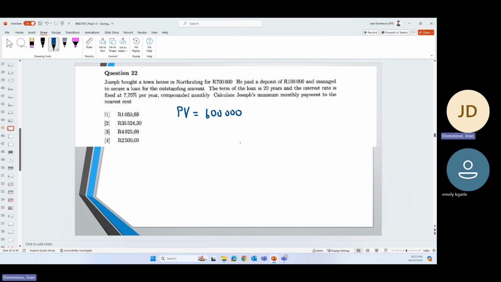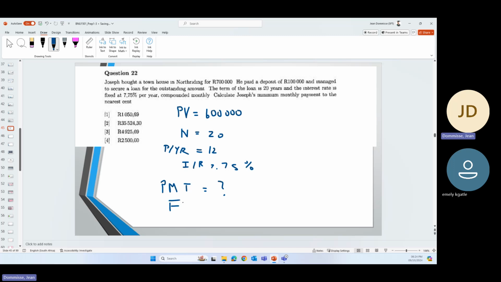The term of the loan is 20 years. So N is equal to 20. And the interest rate is fixed at 7.75%. And they tell us monthly. So we know that the payments per year is 12 because it is monthly. And then we need to calculate what is the monthly installment.